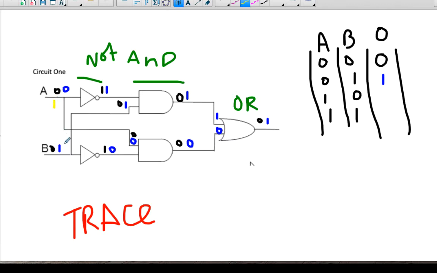This time we reverse it. So when A is 1 and B is 0, this time the top circuit evaluates as 0, and the bottom circuit evaluates as 1, and when it goes through the OR gate, again it becomes 1.